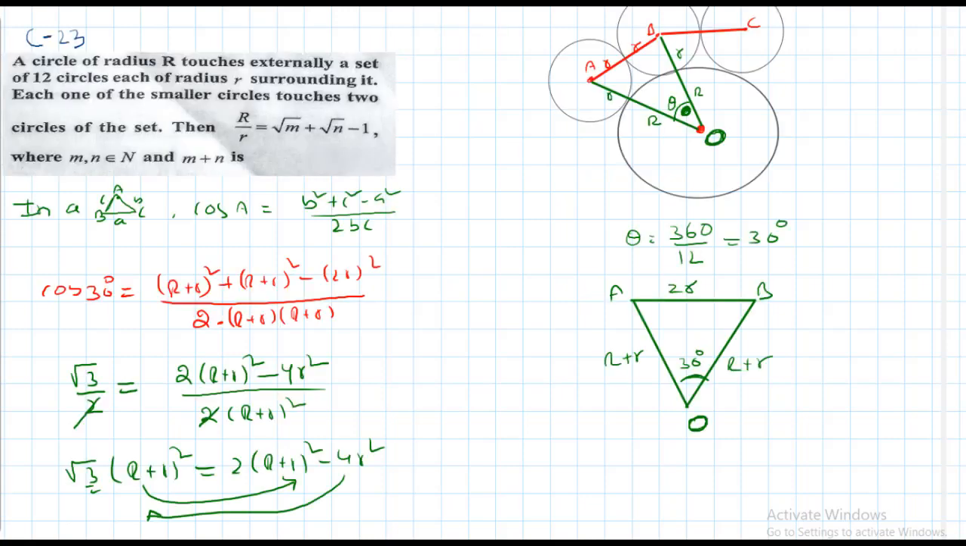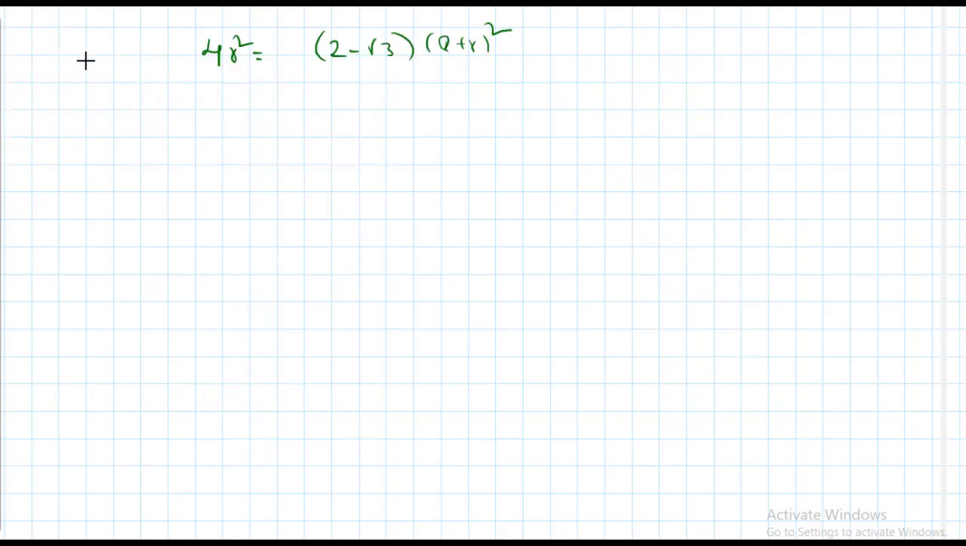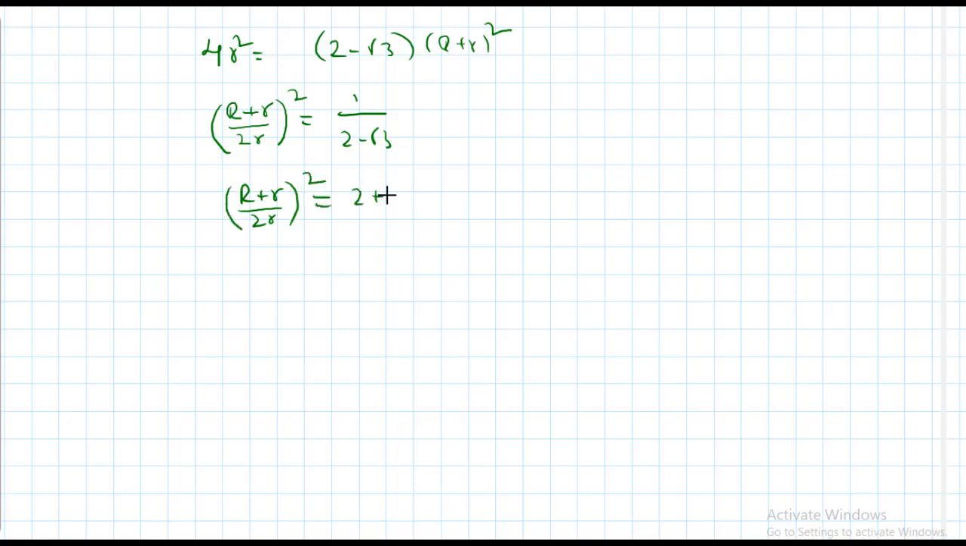I want to cross check. Okay. Now we want to find the relation between capital R and small r. That's why I can write (capital R plus small r) by 2r whole square is nothing but 1 by (2 minus root 3). My direct step. So (capital R plus small r) by 2r is nothing but root of 1 over (2 minus root 3), which is root over (2 plus root 3).